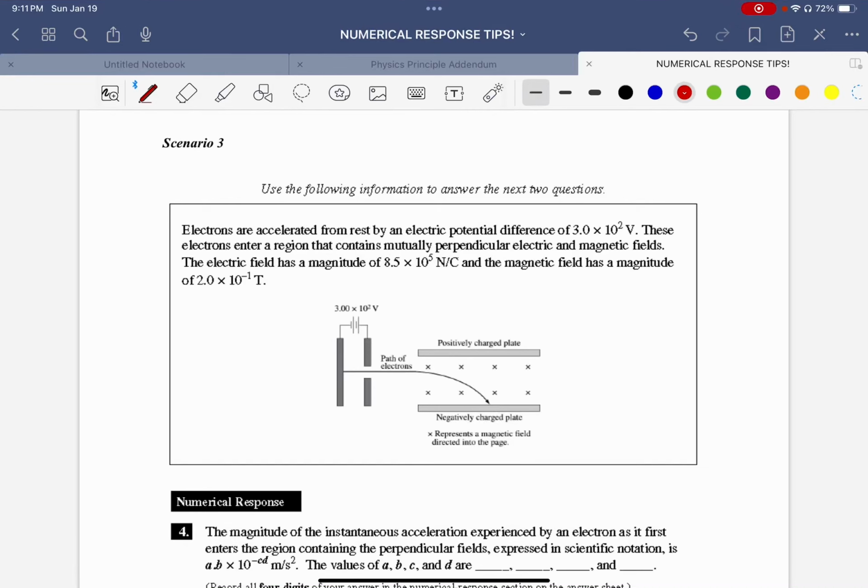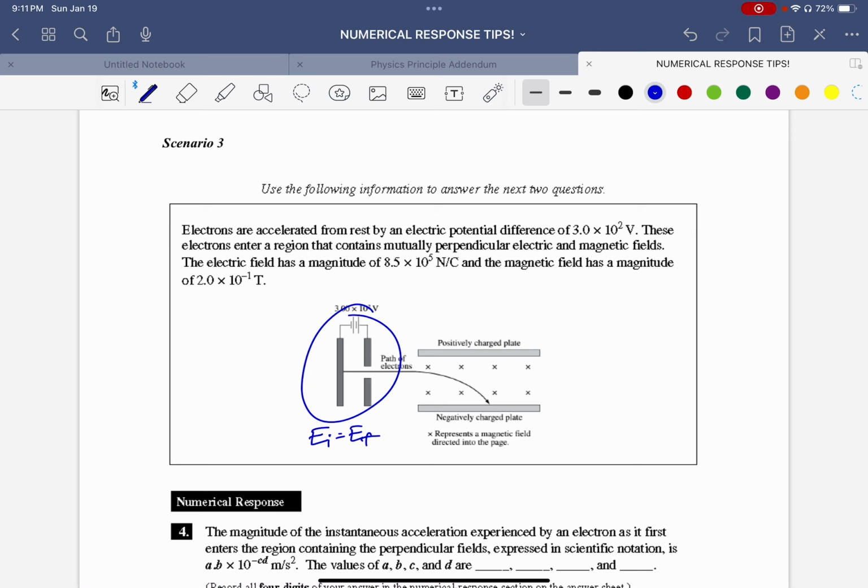Looking at physics principle scenario number 3 here now. This is located on page 12 of the booklet that you got on Friday in class. This one says electrons are accelerated from rest by an electric potential difference of 300 volts. Right away, we know that when a charged particle speeds up, it's accelerating from rest. We know that's like a car going down a hill where we say EI equals EF. We'll do our little analysis of conservation of energy in a moment, but we know that's the physics principle that we're going to use.